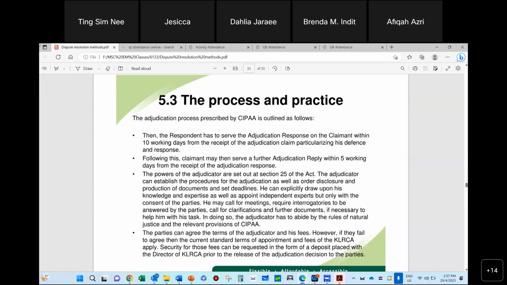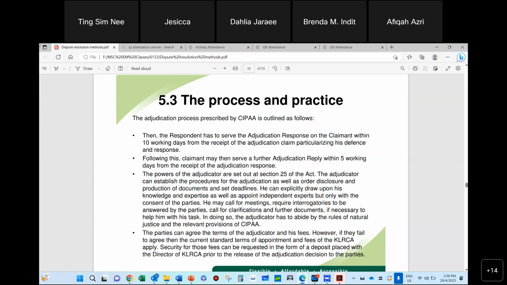And so, yeah, this is the process of adjudication. The response is served, and after that, the claimant will serve a further adjudication reply within 5 days, and the power of the adjudicator is set up in Section 225. What can he do? What can he not do?